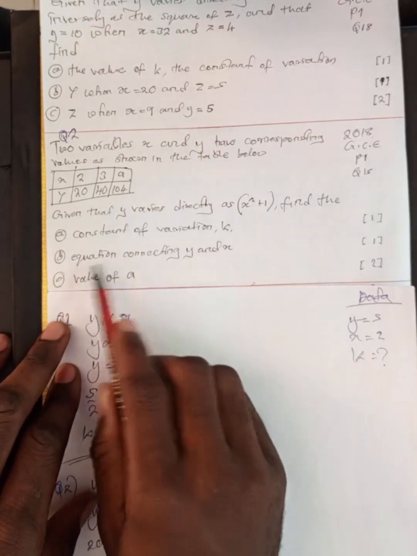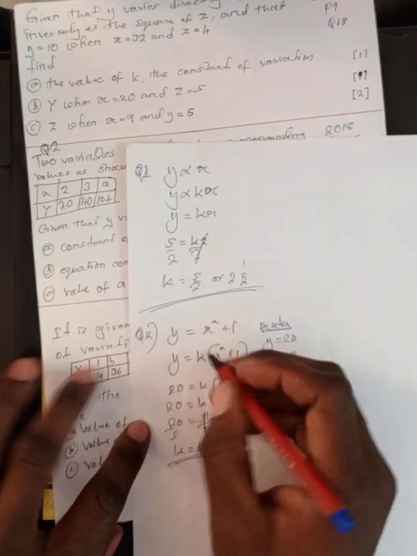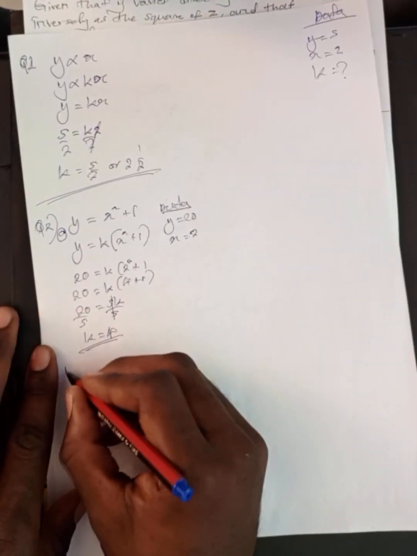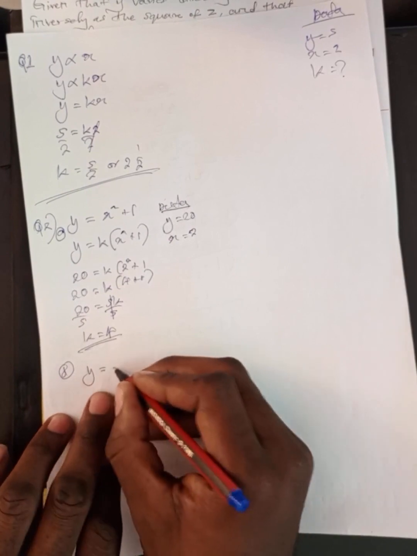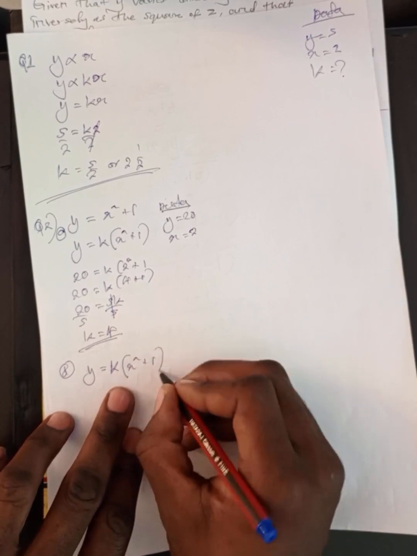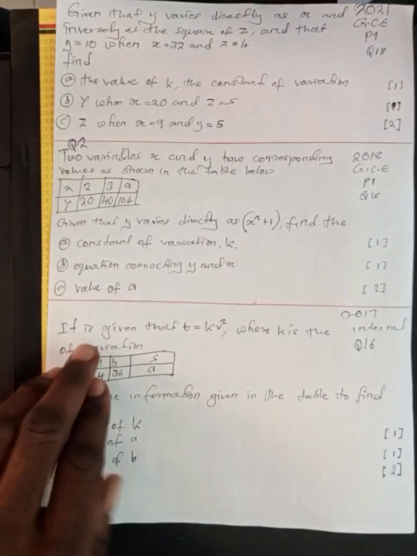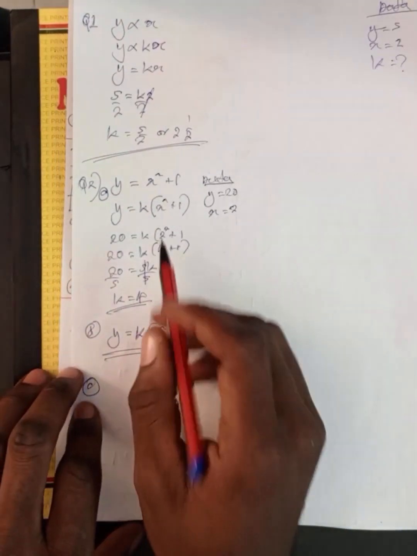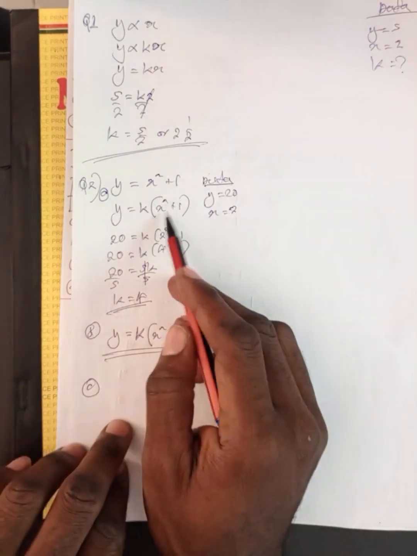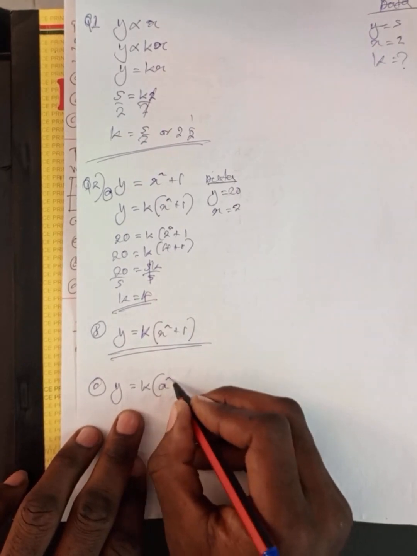Then here they're saying find the equation connecting y and x. This is the same equation that we are talking about. So for B, we are going to have y is equal to k. We have already formulated the equation. Then C: calculate the value of a. Where there is x in this equation, we are going to replace it with a. So we are going to have y is equal to k, then a squared plus 1.